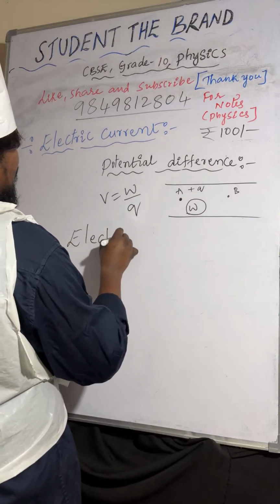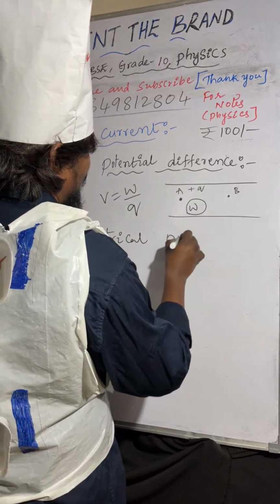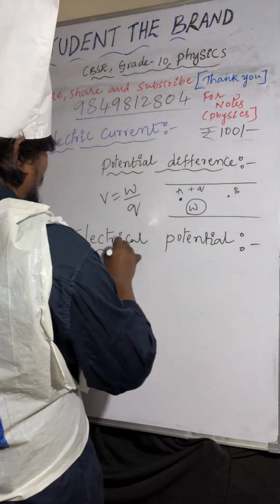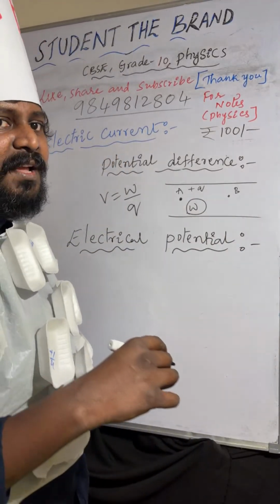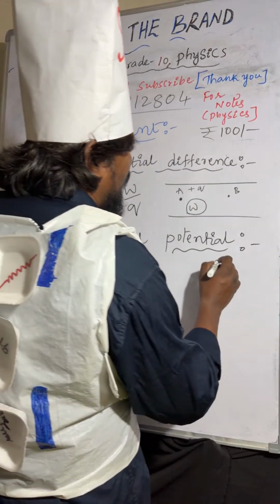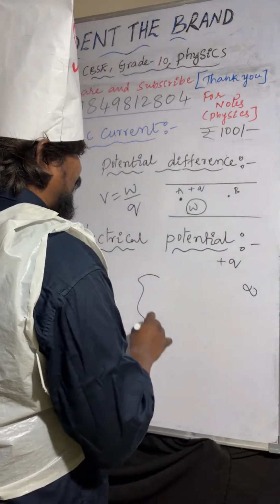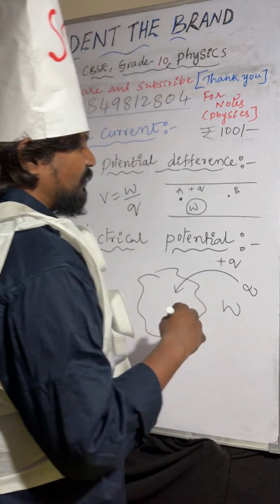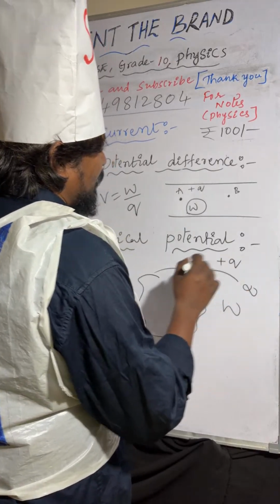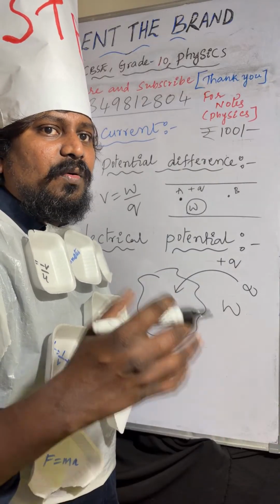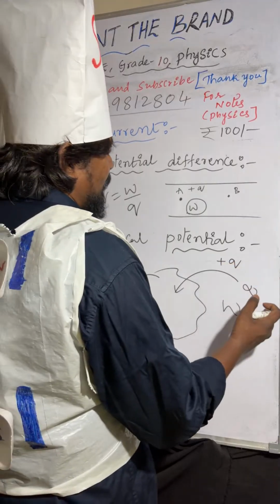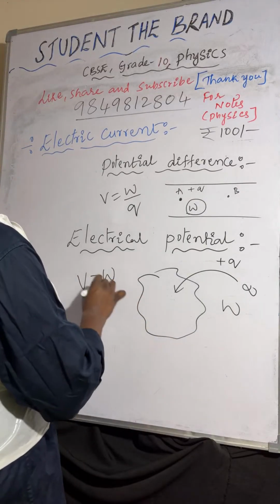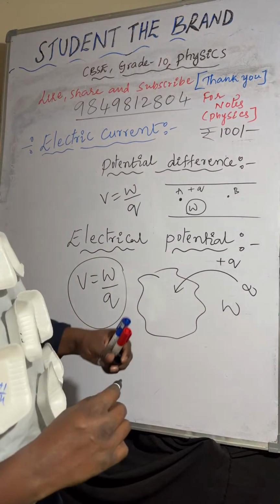Coming to the next one, electrical potential. What is electrical potential? We do work to bring unit positive charge from infinity to the required field. Work done to bring unit positive charge from infinity to the required field is called electrical potential. Electrical potential V equals W by Q.